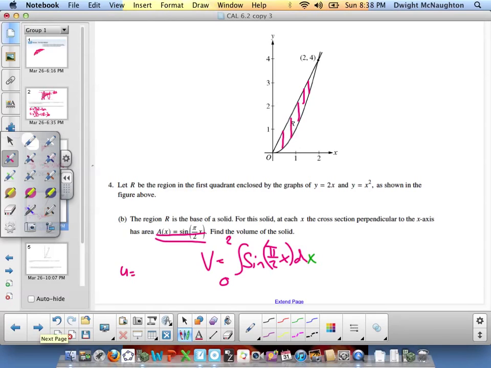Let's let u equal pi over 2 x. du is pi over 2 dx. We have the dx. We need the pi over 2, so I'm going to put the pi over 2 there. Then I need to balance it, so I'll put 2 over pi to balance it. So we got 2 over pi of sine of u du. If the limit is 0 in x, it's 0 in u when we plug it in. If the limit is 2 in x, we plug it in, it becomes pi in u.